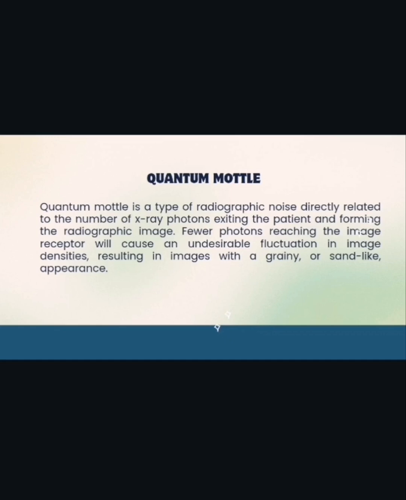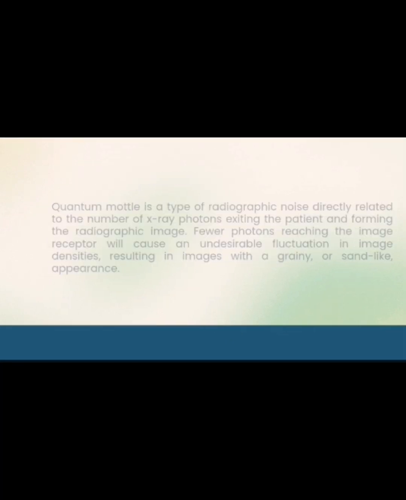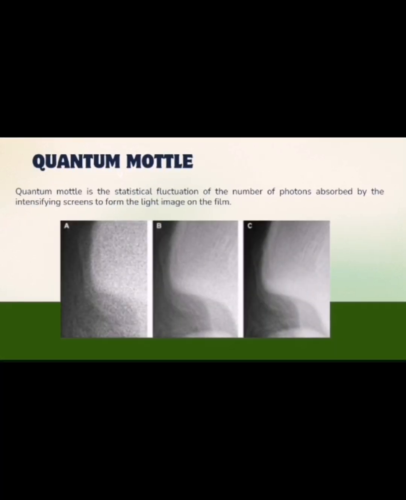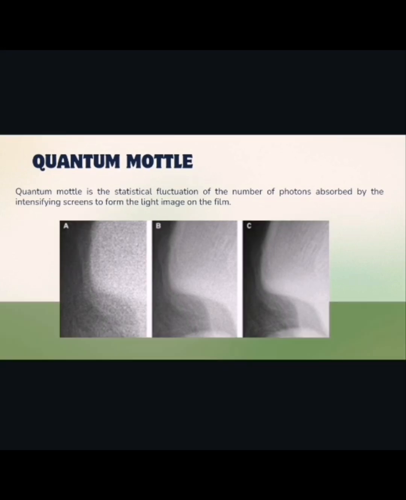A quantum mottle is the statistical fluctuation of the number of photons absorbed by the intensifying screen to form a light image on the film. As you take a look at this picture, quantum mottle comes in when you look very closely at this radiograph. Even if it is something of uniform thickness, when you zoom in really close, it looks like a bit of static, or gumagalaw siya. Quantum mottle refers to the graininess of the X-ray images and can be described as a salt and pepper look.